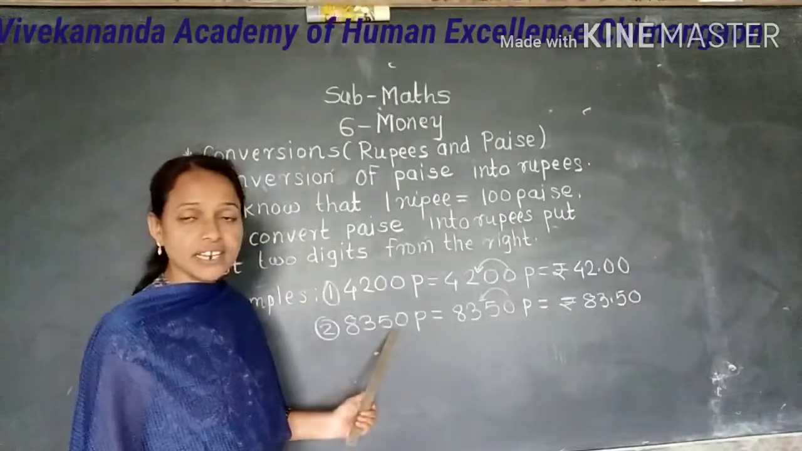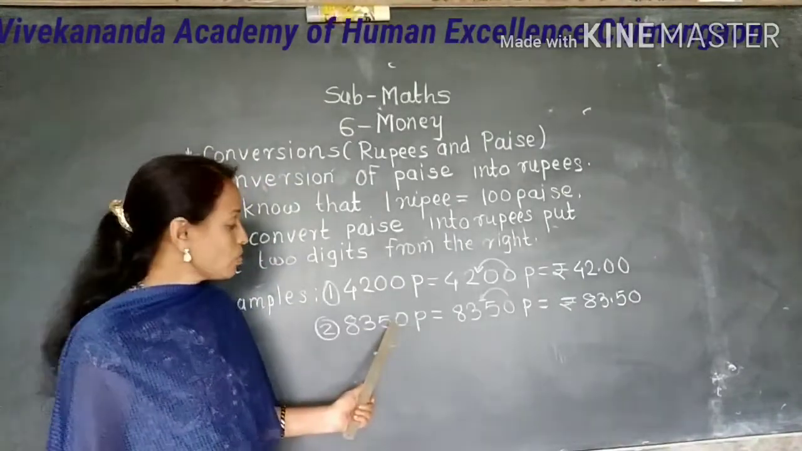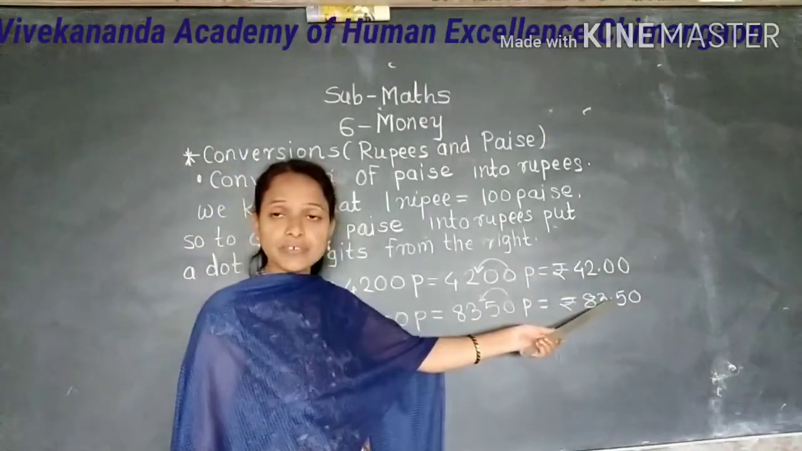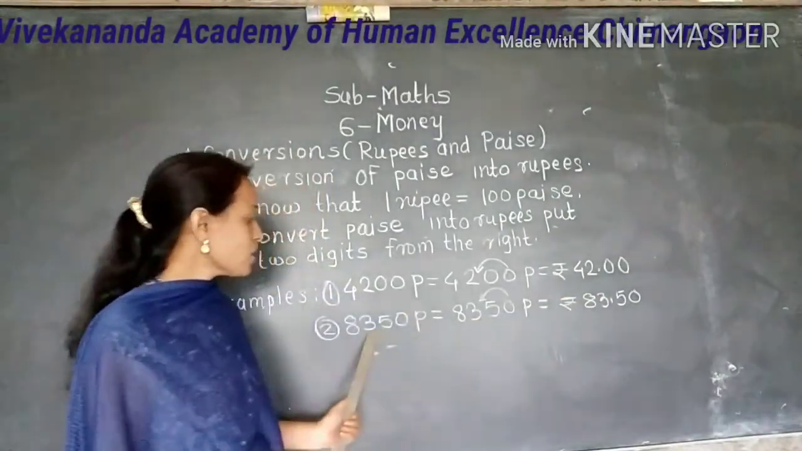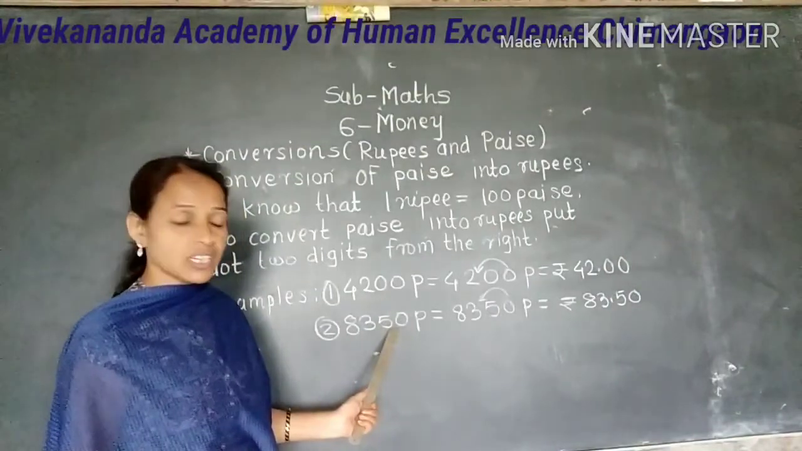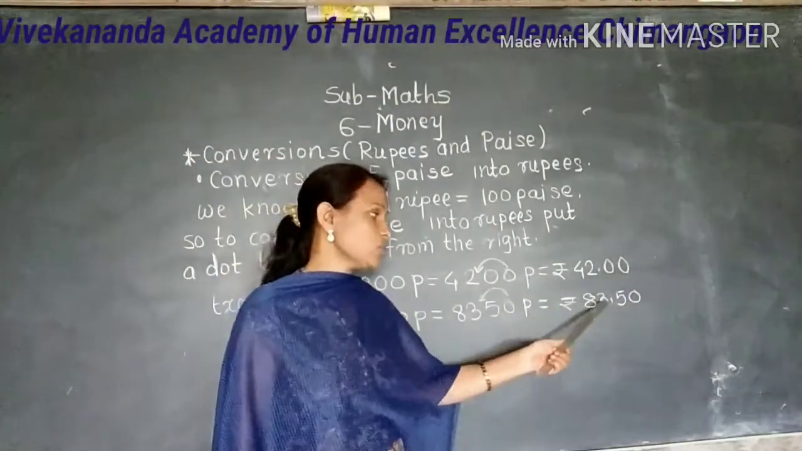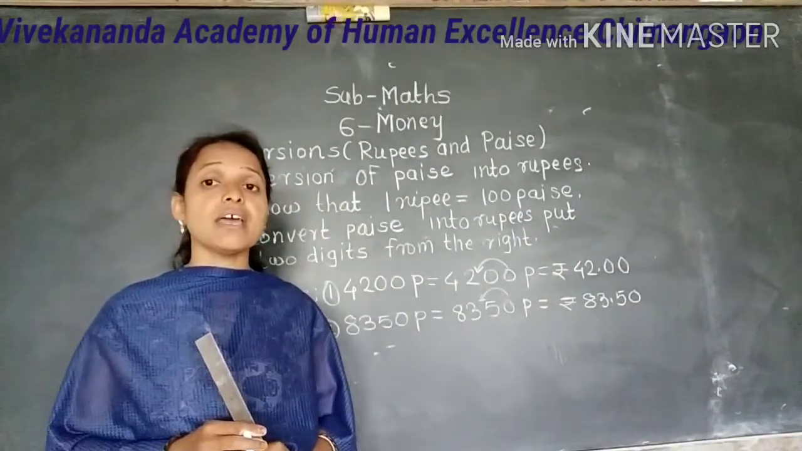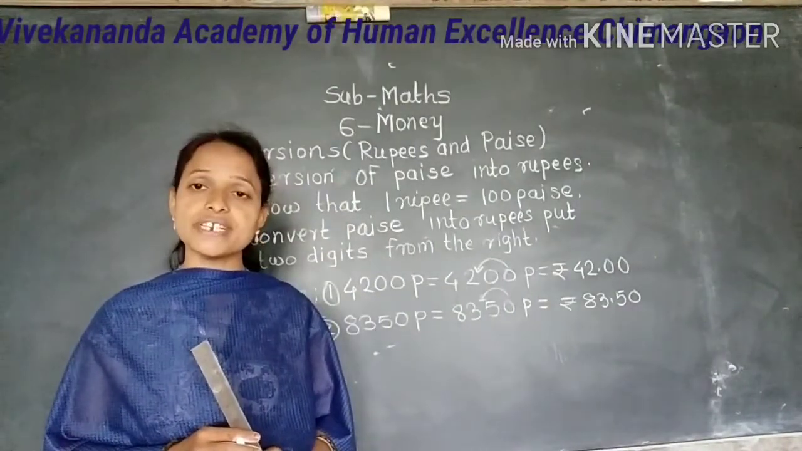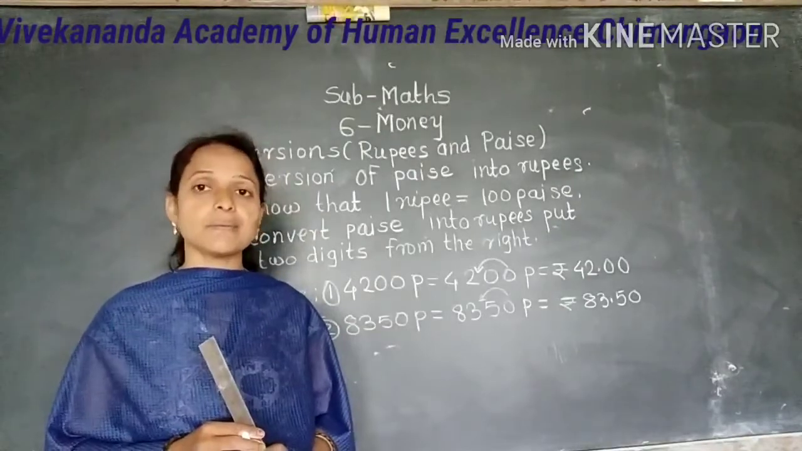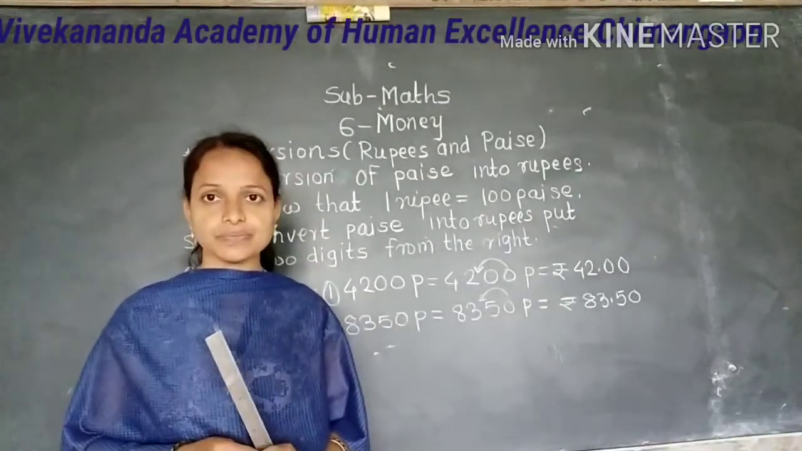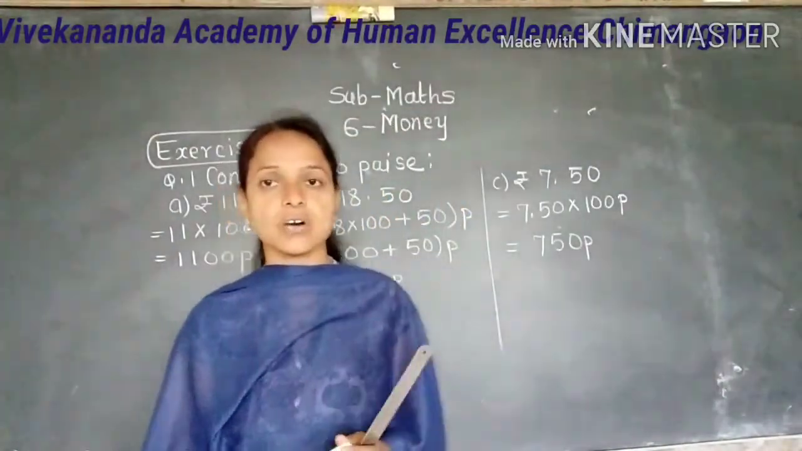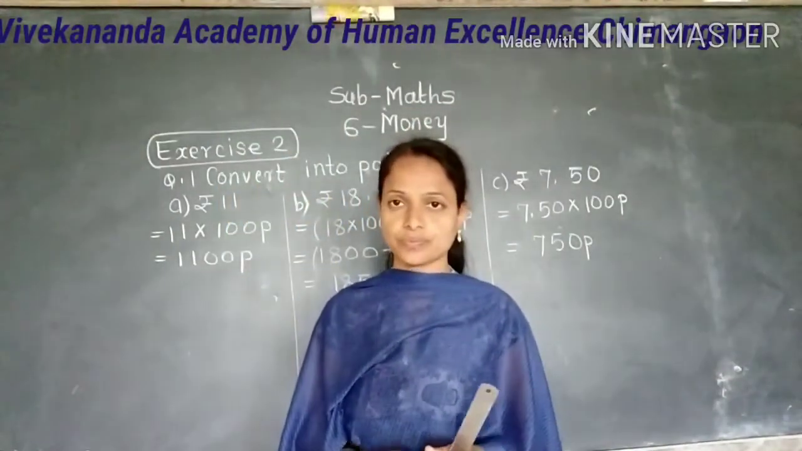Here 8,350 paise. We put the dot after 2 digits from the right, 1, 2. Look here, after we put the dot, 8,350 paise is converted into 83 rupees 50 paise. In this way, by putting the dot 2 digits from the right, we convert paise into rupees. Understood? Okay students, now we will solve exercise 2.